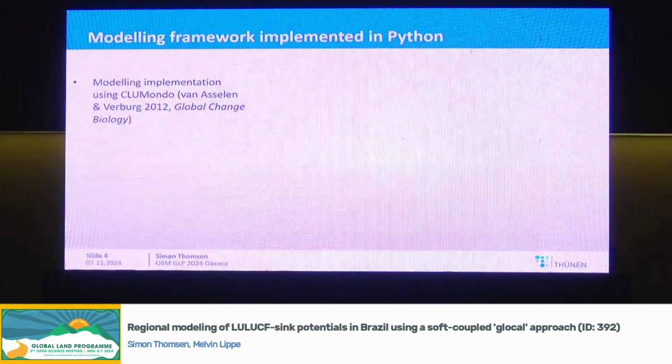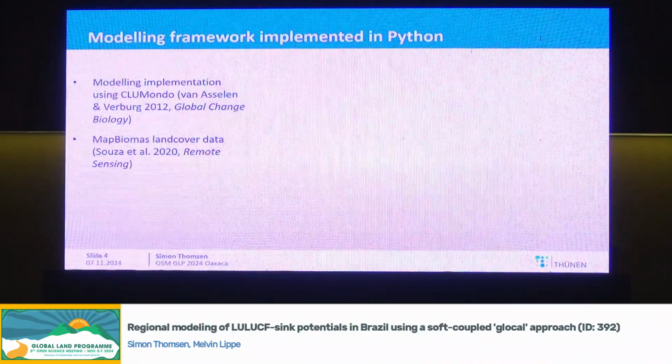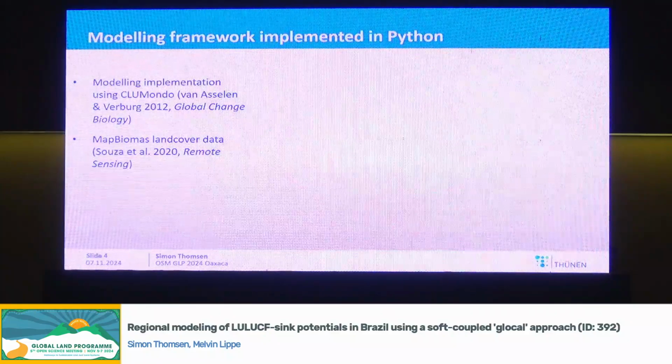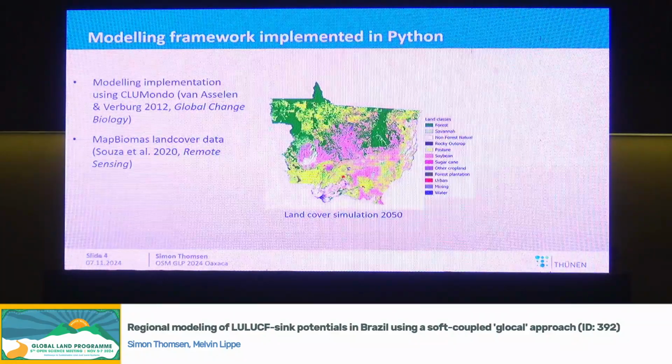A bit of the modeling framework implemented in Python. So we used Glamondo by Van Asselen and Verburg and converted it into a Python environment. And for our land cover data, we use MapBiomas land cover data. So this is a business as usual scenario, just an extrapolation. This is how Mato Grosso could then look like in 2050.